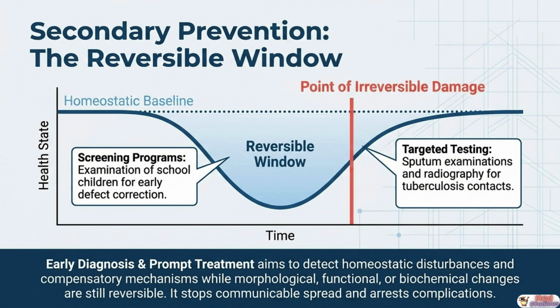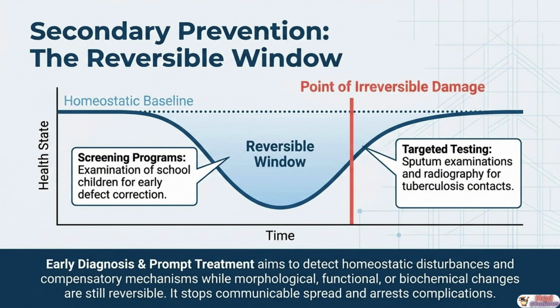From the homeostatic baseline, health deteriorates as undetected disease progresses. For a defined period, the reversible window, the body's compensatory mechanisms are still operating, and the pathological changes are still amenable to reversal with treatment.